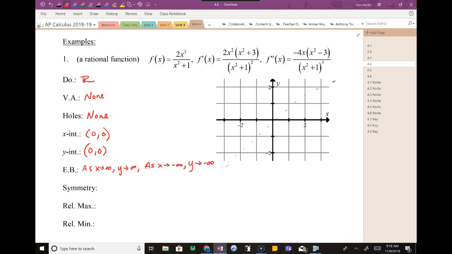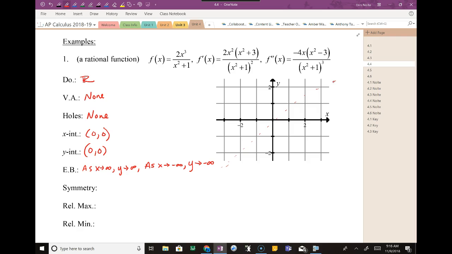Okay, we can check for symmetry. Do you guys remember how to check for symmetry? Yeah, so if you pick a number, like let's say we pick 1 and we plug it in, and we get, let's say, 5, and then we plug in -1. If we get 5, then it's symmetrical over the y-axis, like a parabola. But if we get -5, then it's symmetrical over the origin.